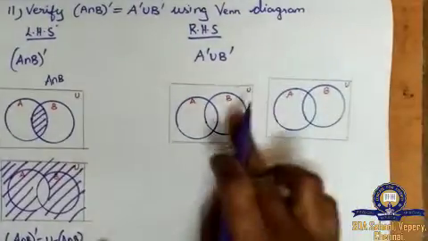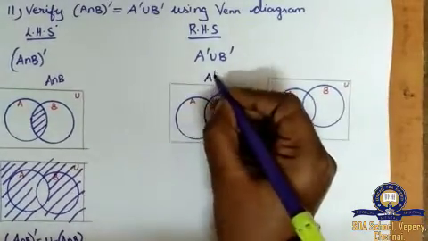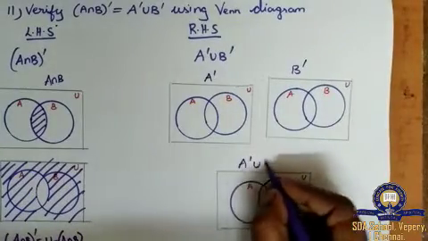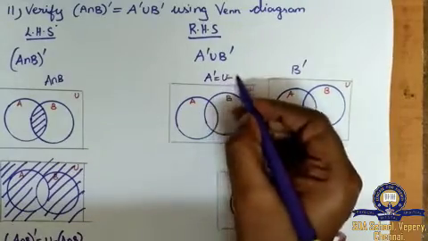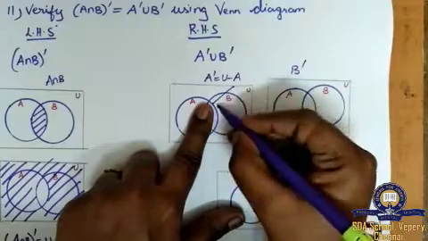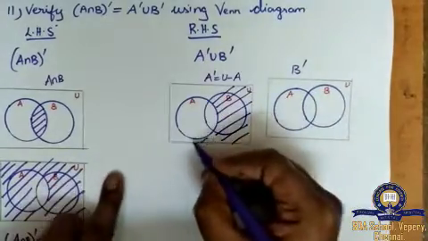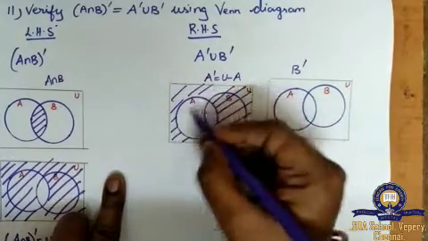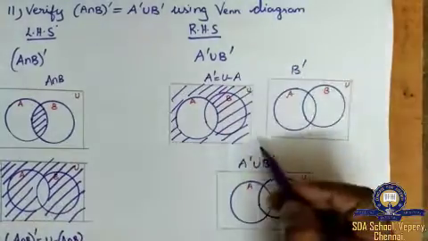Next we'll move on to RHS: A dash union B dash. First we need to find out A dash, then B dash, then combine and find out A dash union B dash. First A dash. A dash means what? U minus A. That means you have to leave the full A circle and shade the other part with the universal set. See, the A circle I have left out fully, and other than the A circle I am shading.